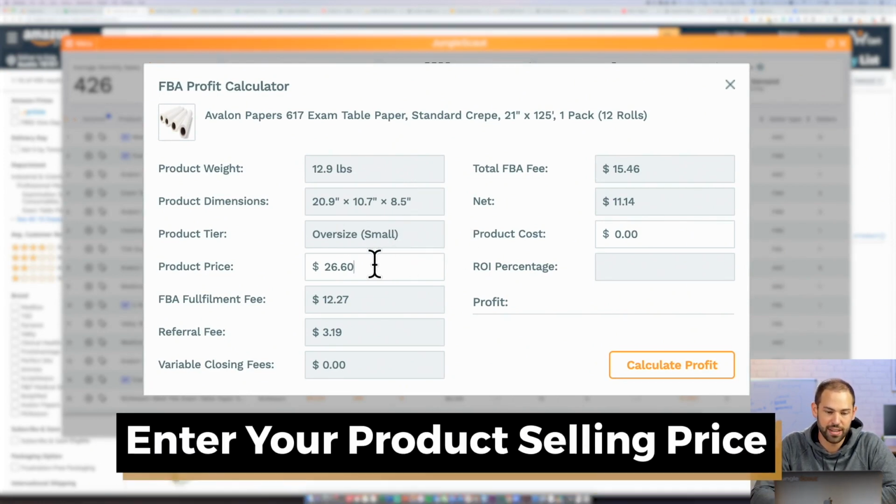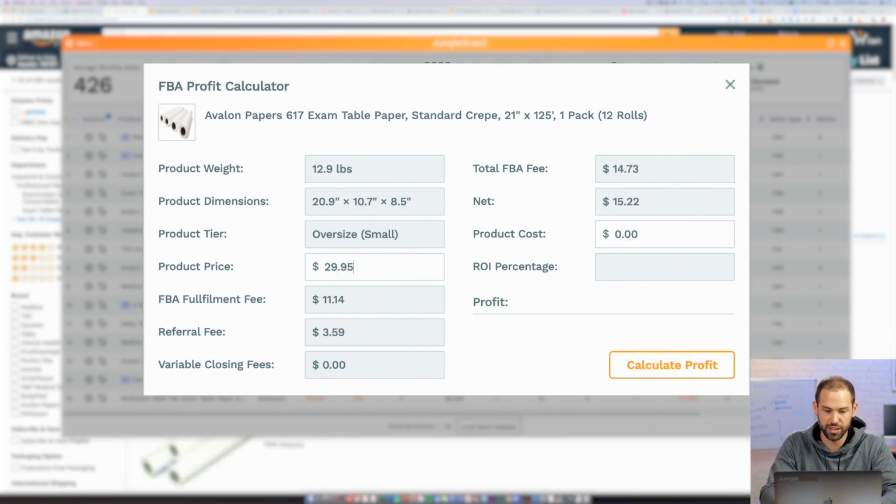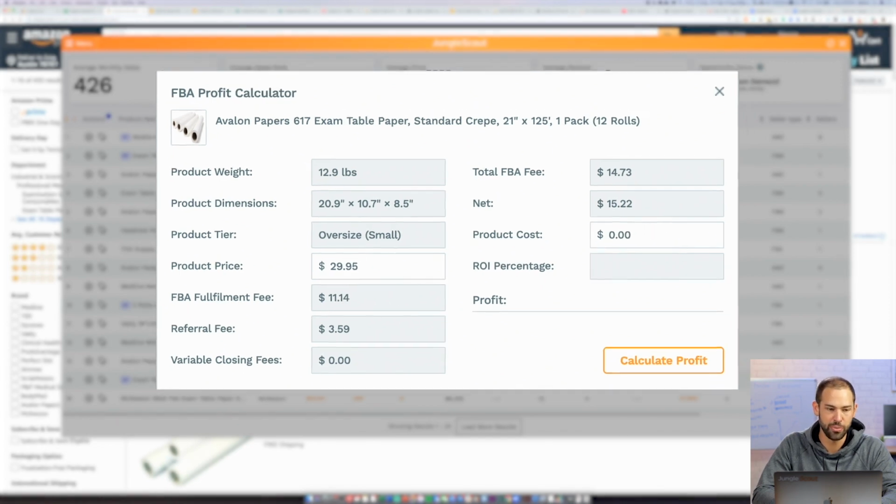I would type in the price that I'd be selling it at. And 26 is a little bit low. What's more normal is like $29.95. All right. So I'm going to add that. It automatically is going to calculate the FBA fees and referral fees. So then after all of Amazon's fees, out of this $30, there's only $15.22 left, okay?